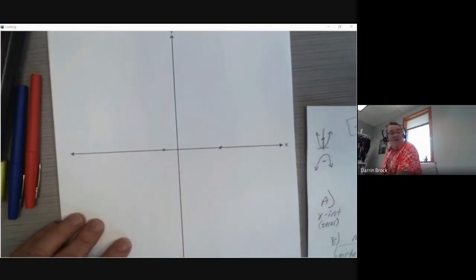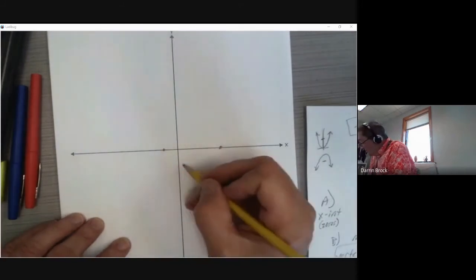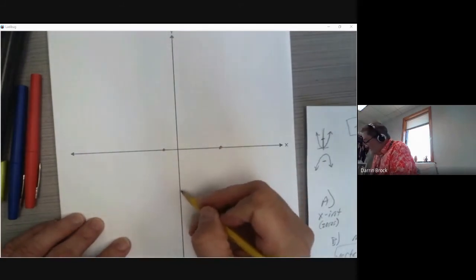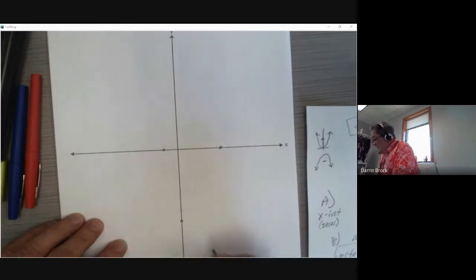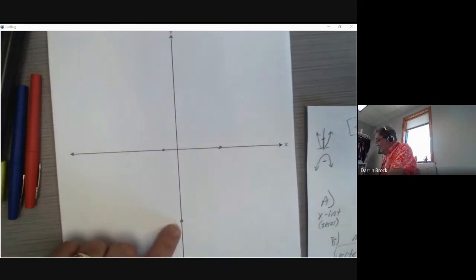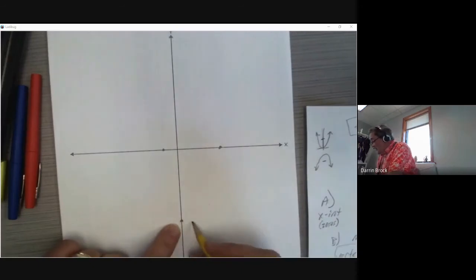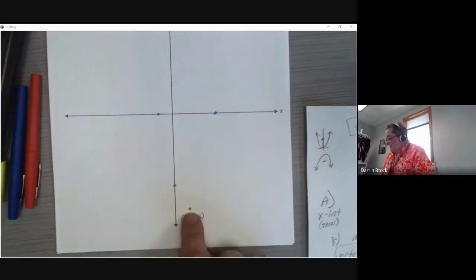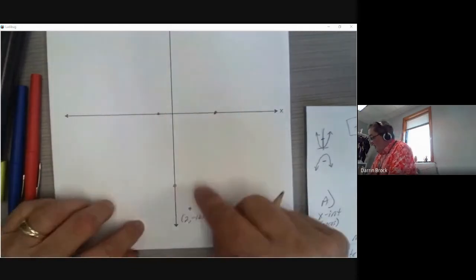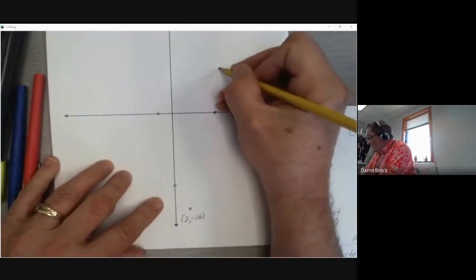My y-intercept, I said, was at negative 12. 1, 2, 3, 4, 5, 6, 7, 8, 9, 10, 11. There's my y-intercept. And then the vertex was at 2, negative 16. 1, 2, and this is negative 12, 13, 14, 15, 16. Right there is my vertex. 2, negative 16. Okay, so after taking all of those, knowing this is a minimum, knowing all of my intercepts, I can just draw the graph now.